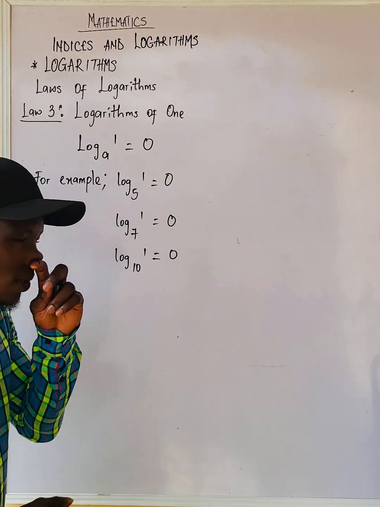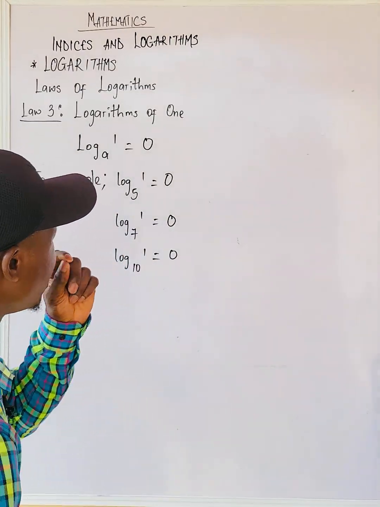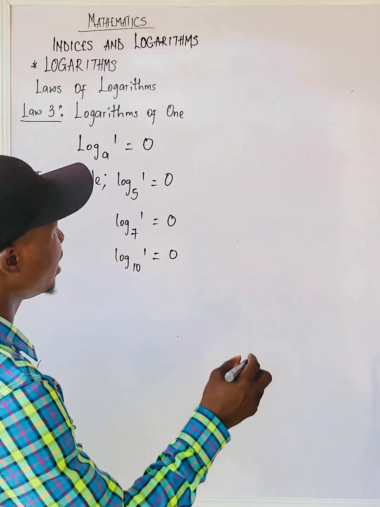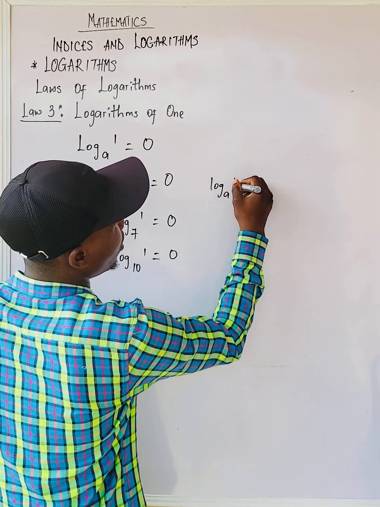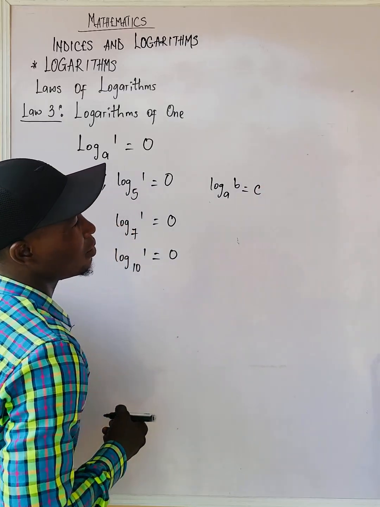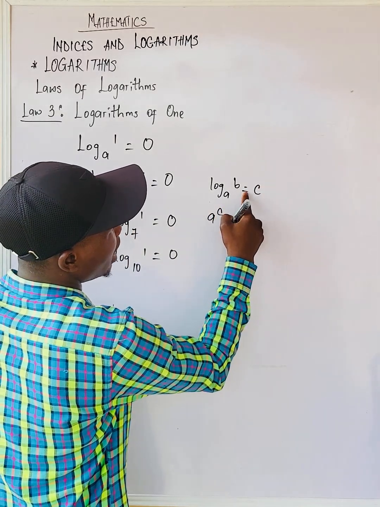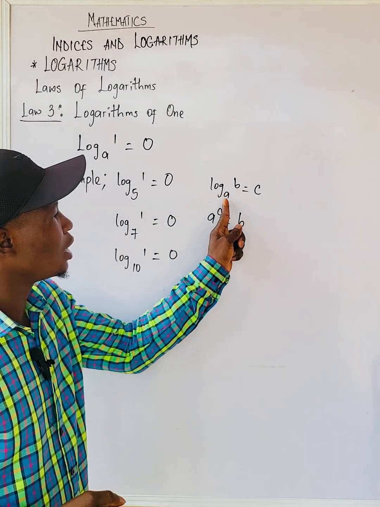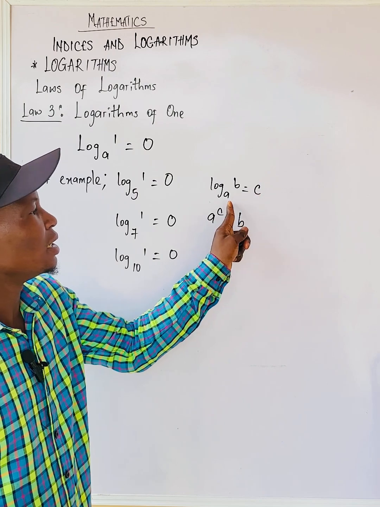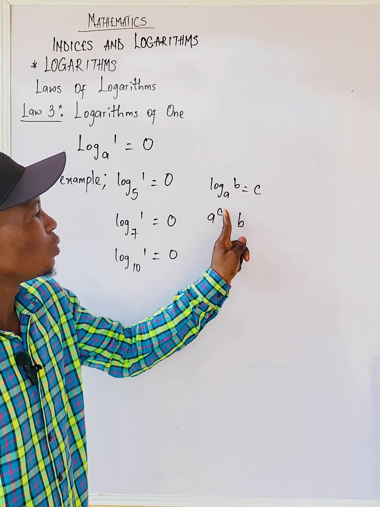If you watch the first video I did on logarithm, there is a theory we talked about there. I said, let's say we have log a to the power of b equals c. I told you that a to the power of c will be equal to b. If you have log a to the power of b equals c, then a to the power of c will be equal to b.